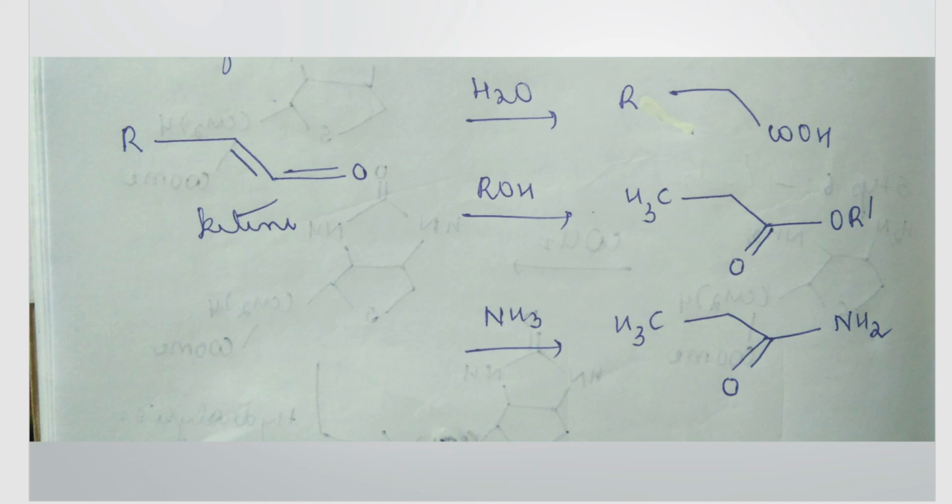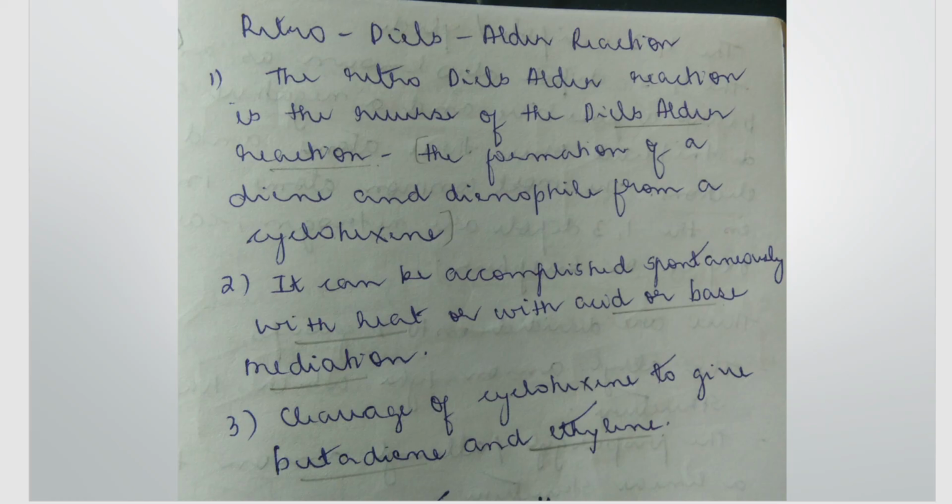Next reaction is Retro-Diels-Alder reaction. Now, students, previously in ring forming reactions, we studied about Diels-Alder reaction, wherein it is the formation of cyclohexene from a diene and dienophile. So, it was an example of ring formation reaction. If you remember, in the previous videos, we discussed about Diels-Alder reaction.